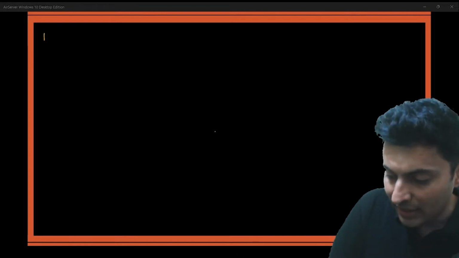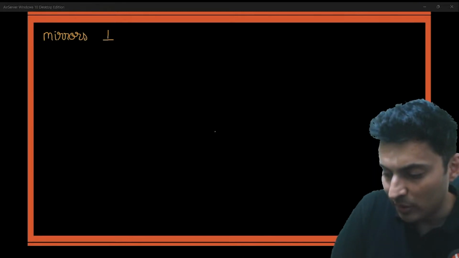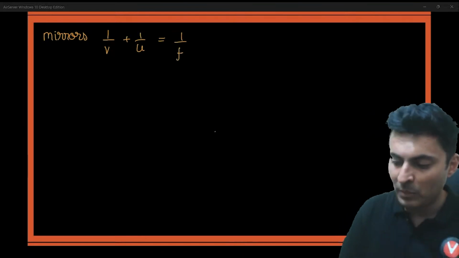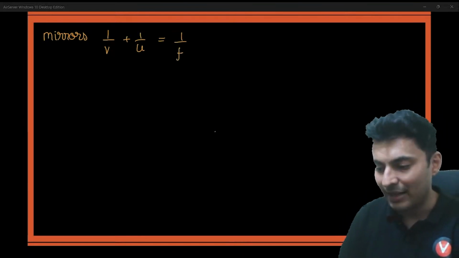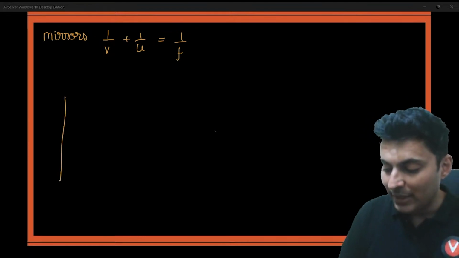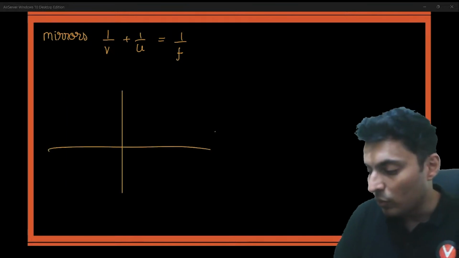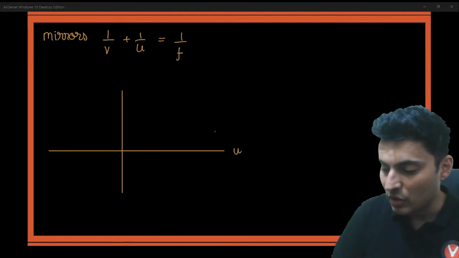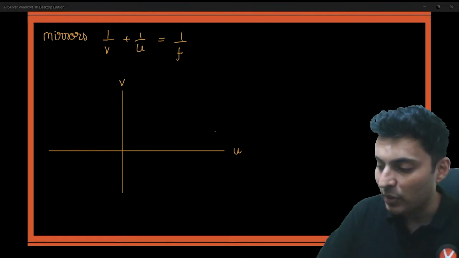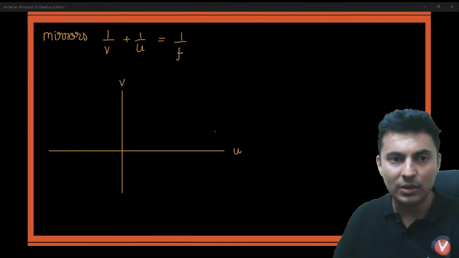So let's say we talk about mirror. The formula for mirrors is 1 by V plus 1 by U is equal to 1 by F. Now, if I want to draw the graph of V versus U, what do I need to take care of? What are the different aspects I need to consider? This is object distance. This is image distance. First of all, rearrange this formula to make it look a little bit better.